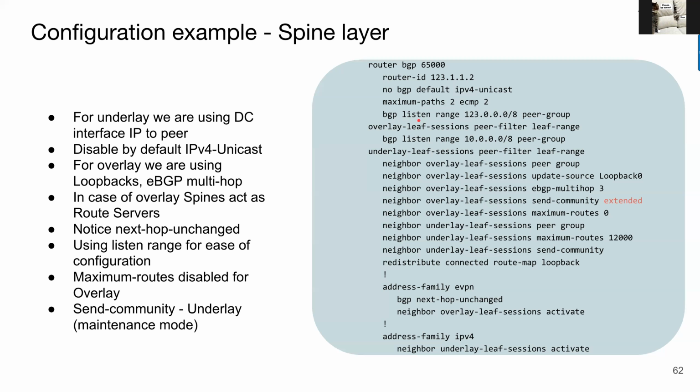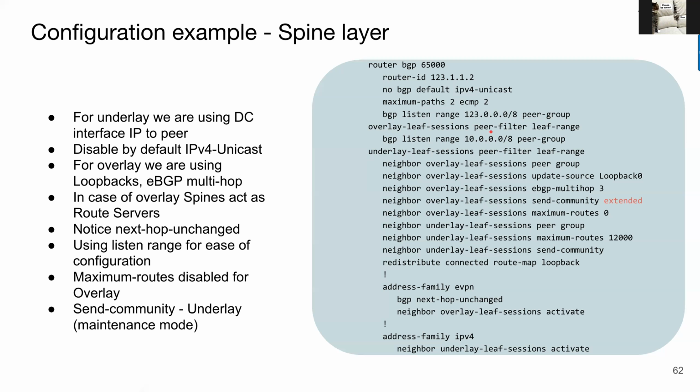But it makes sense to set this on our spines because we're going to have a lot more leafs. And when we do this, we can dynamically listen for TCP handshakes using a range. So we can put all of our leaf switches in this range, and we'll assign it to our peer group. Here it's for our overlay, but we also have a separate peer group for our underlay.